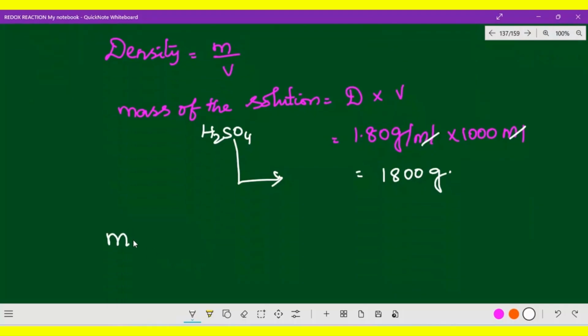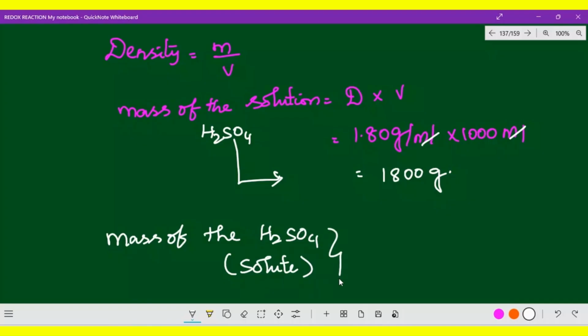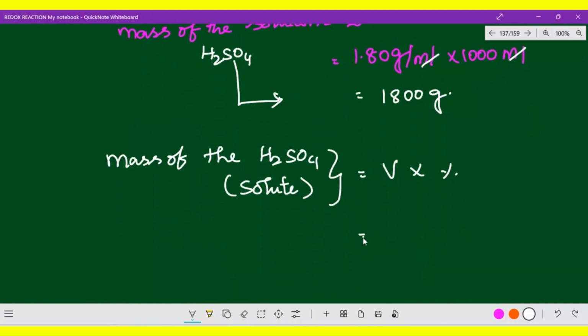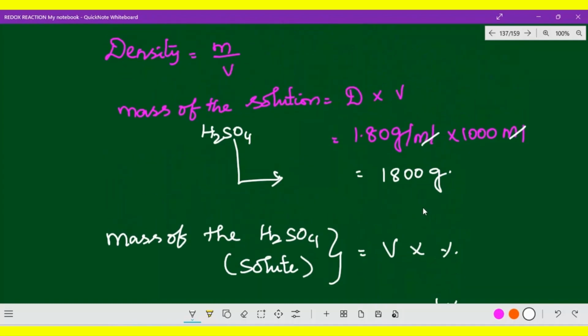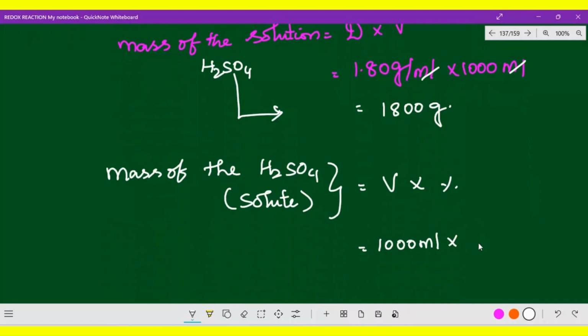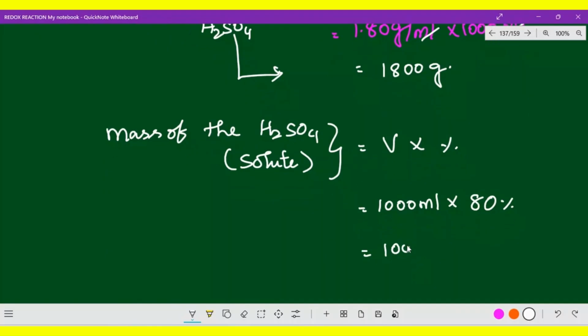So the mass of the H2SO4 solute I just mentioned. How do we identify the mass of the solute? Volume into percentage. So how much volume? They mention 1 liter, which is 1000 ml. And how much percentage? Here 80%, right? So we can bring it in that way: 1000 into 80 by 100.